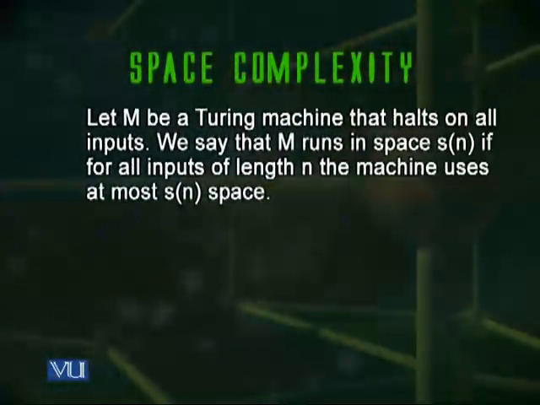So this is the model of space complexity that we will follow. Now, let's start with some definitions. Suppose we have a Turing machine M that halts on all inputs. We say that M runs in space S(n) if for all inputs of length n, the machine uses at most S(n) space. You are used to these kinds of definitions by now.